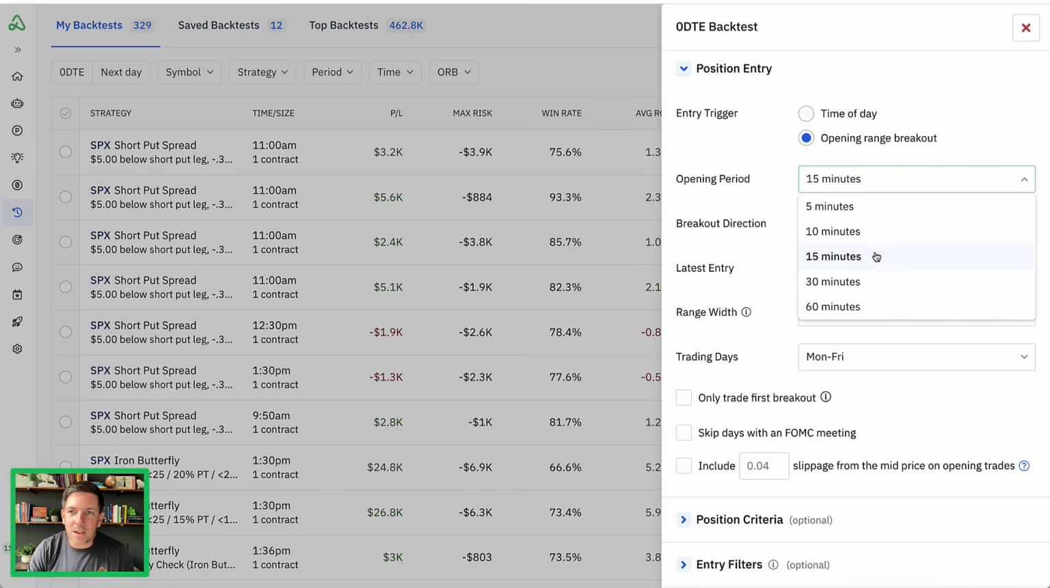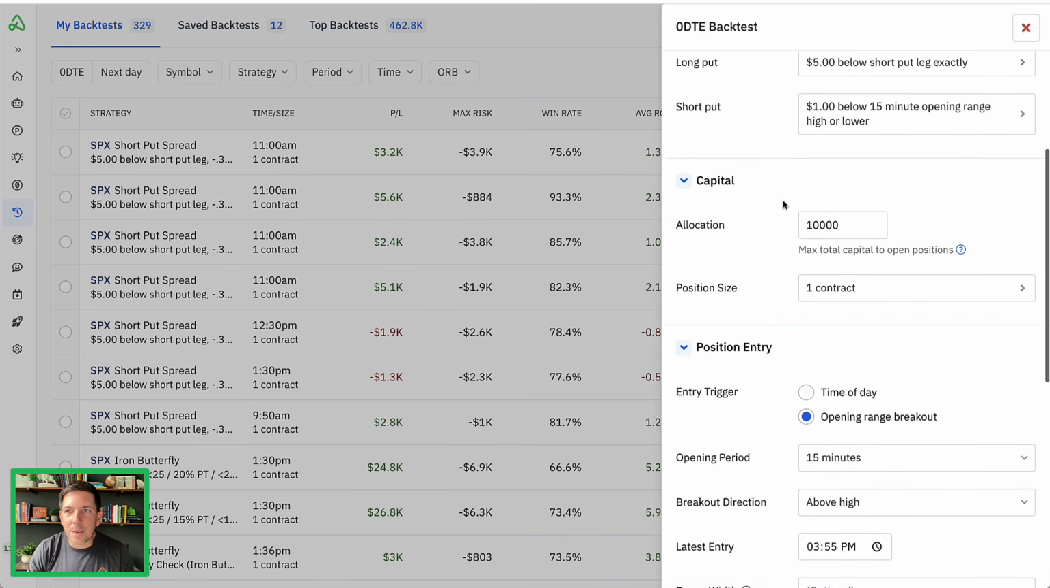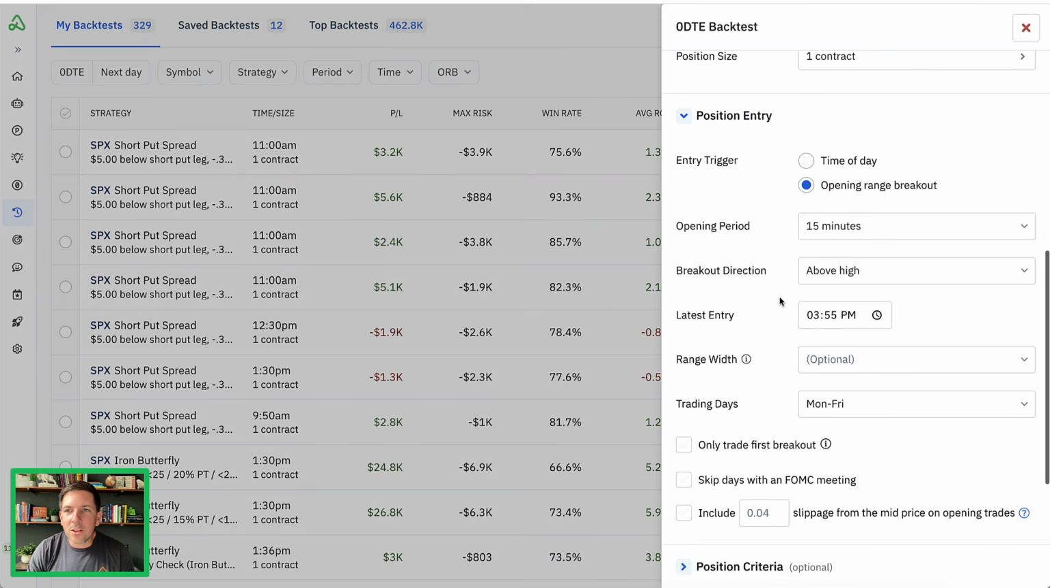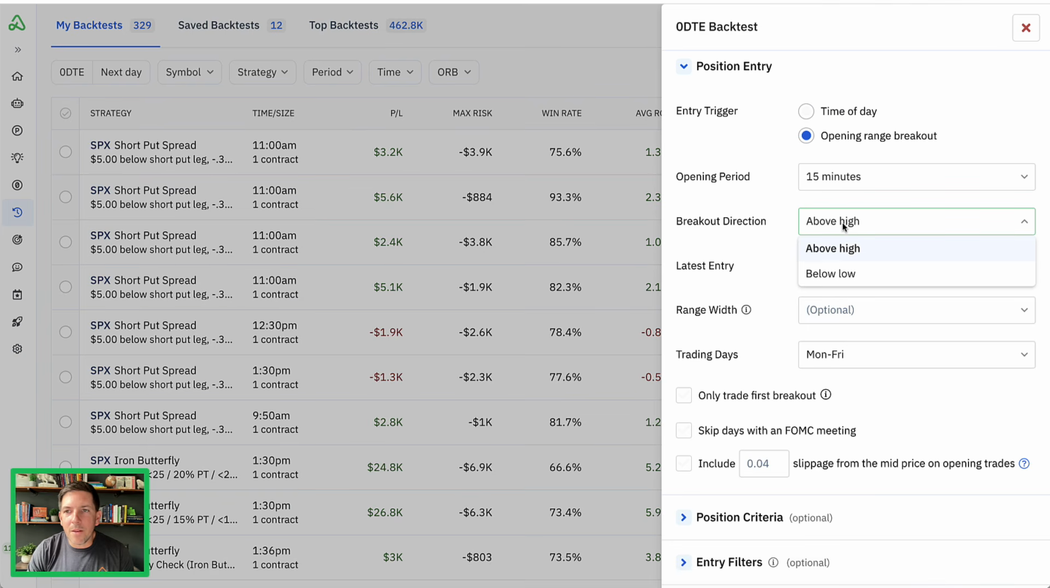So you got 5, 10, 15, 30, 60. Those are the most classic ones. I'll leave it at 15 minutes for this example again, because I'm also queuing this off of the 15-minute opening range. And then the direction of the breakout, I'm going to go above the high. You can also test below the low. Again, all sorts of different things.